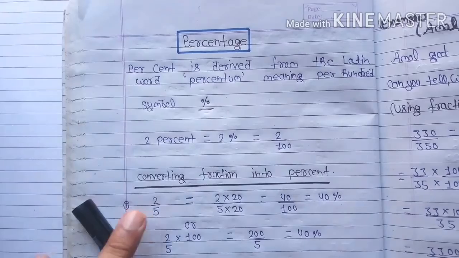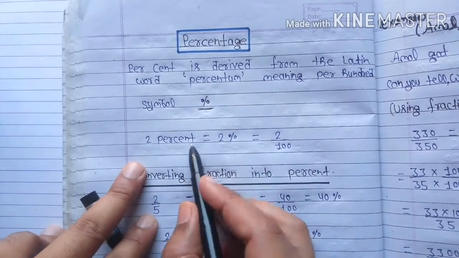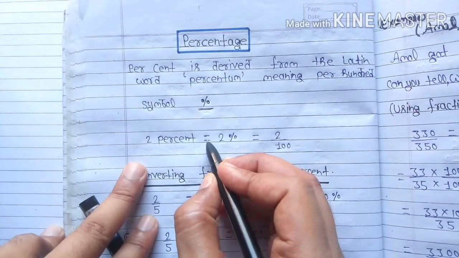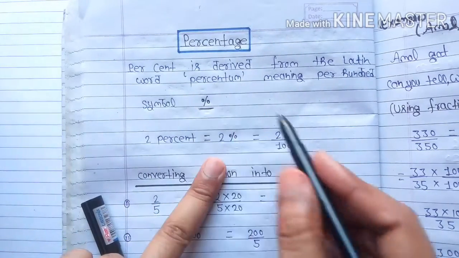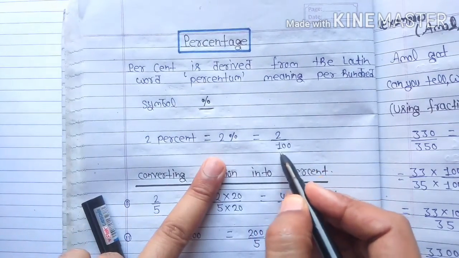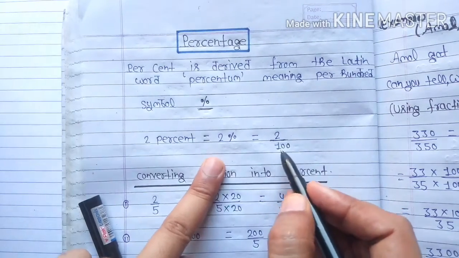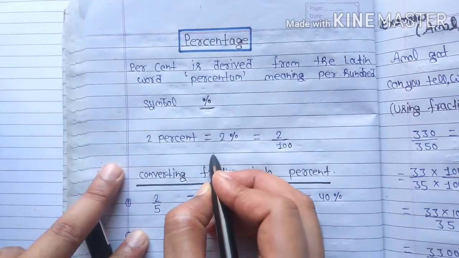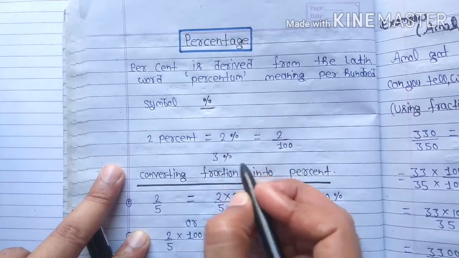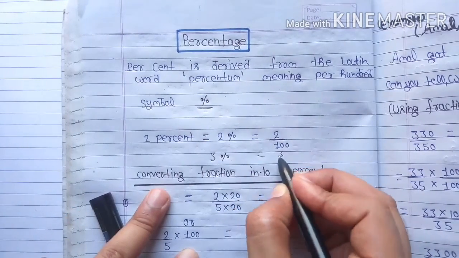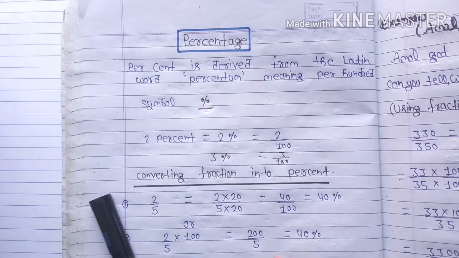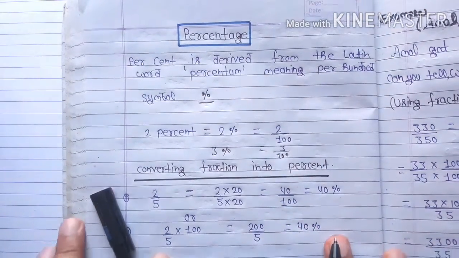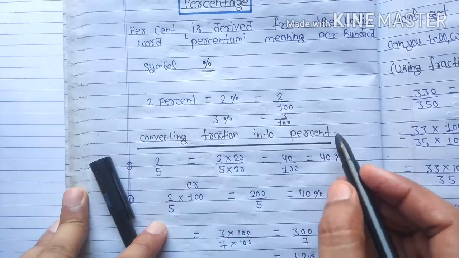Students, let us take an example. What is the meaning of 2%? 2% can be written as 2% in the symbolic form. It means percent. 2 per 100 means 2 upon 100. Like 3%, it means 3 upon 100, 4% means 4 upon 100, 5% means 5 upon 100, and so on. Students, now let's start converting fractions into percent.